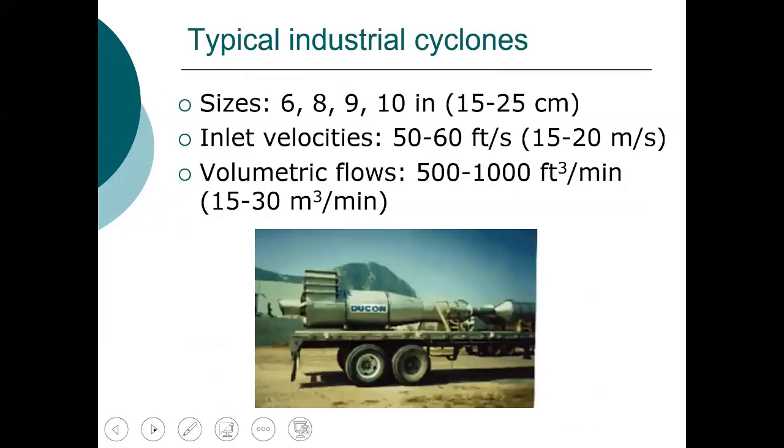And just to give you a sense of the size, these range from typical industrial units to looking at 6 to 8, 9, 10 inches, with inlet velocity somewhere between 50 to 60 feet per second. And you can kind of see the size of one of these units on the back of a flatbed.